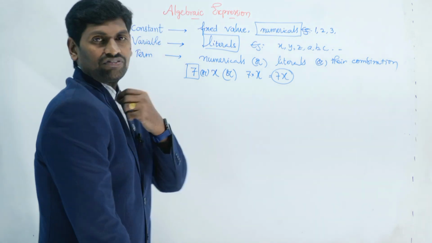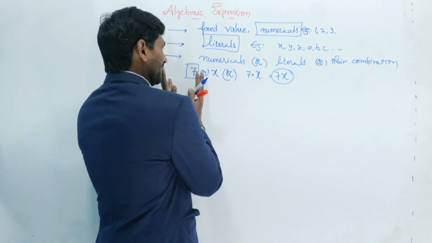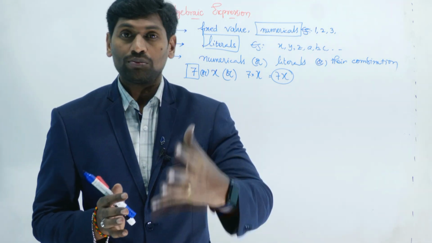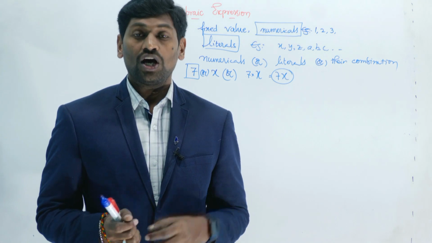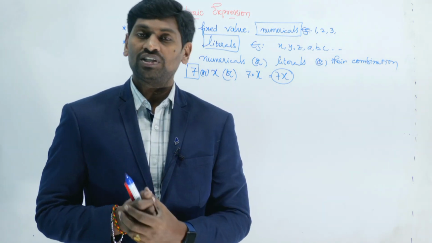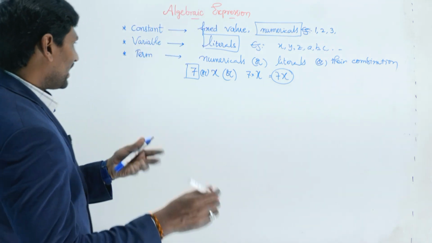Again, in terms we have different types of terms. Constant terms. Constant terms means having only numbers, constants. Such types of terms are called constant terms. Algebraic term: a term involving at least one variable is called an algebraic term. Okay? Like terms.